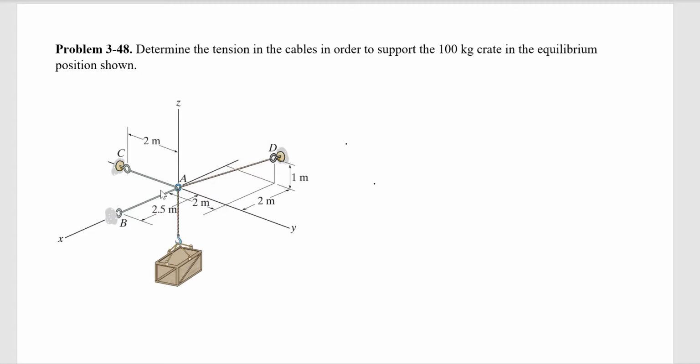If we want to find the forces in the cables, we need to draw the free body diagram and then write our equilibrium equation. So this is a 3D problem. Drawing the free body diagram for a 3D problem is a little bit challenging. The loads might overlap, but that's fine. That's the first step that we need to follow. So a free body diagram of ring A.